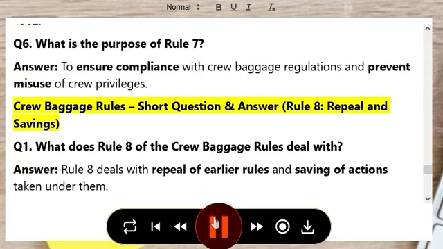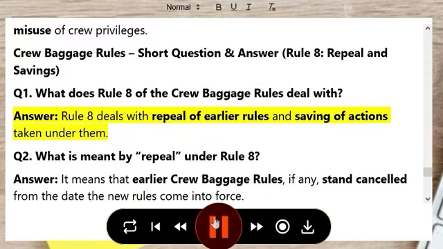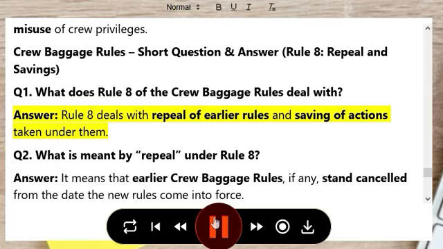Crew baggage rules, short question answer. Rule 8. Repeal and savings. Q1. What does Rule 8 of the crew baggage rules deal with? Answer. Rule 8 deals with repeal of earlier rules and saving of actions taken under them.